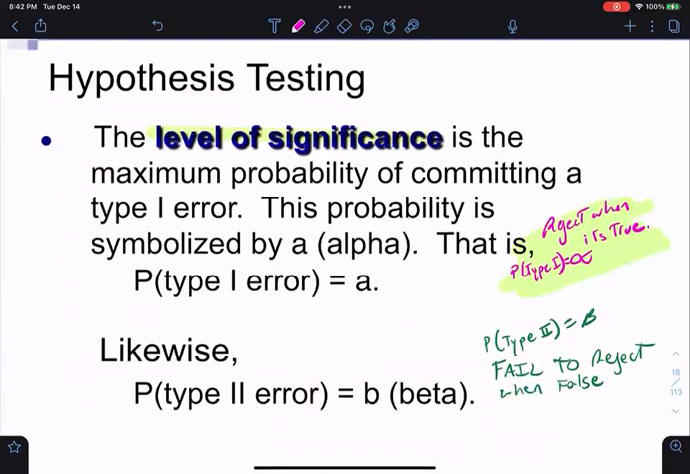The level of significance is the maximum probability of committing a type 1 error, right? So if the level of significance is 0.05 and we reject a true null hypothesis, we're committing a type 1 error, right? Rejecting a true null hypothesis is a type 1 error. So the probability of making a type 1 error is 0.05 here. Likewise, if you fail to reject when it's false, then you're committing a type 2 error. That's also known as beta, right? Okay, I hope this makes sense.